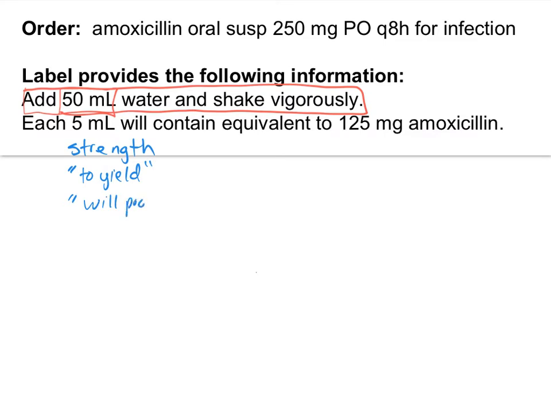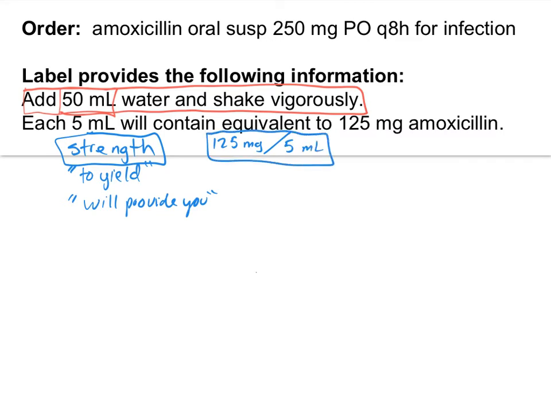you. These are phrases to look for, because when you look for these phrases, they're about to tell you the strength of the drug. And we know the strength is just a ratio, in this case, of milligrams to milliliters. And we're told each 5 mLs will contain equivalent to 125 milligrams of amoxicillin. So the strength of the drug is 125 milligrams per 5 mLs. That is the information that is most important in this problem because it tells us the strength of the drug. So once we know that, we can solve and calculate how much we need to administer.